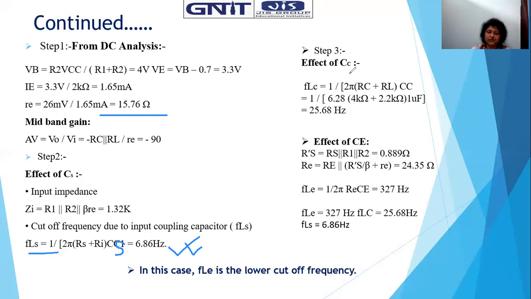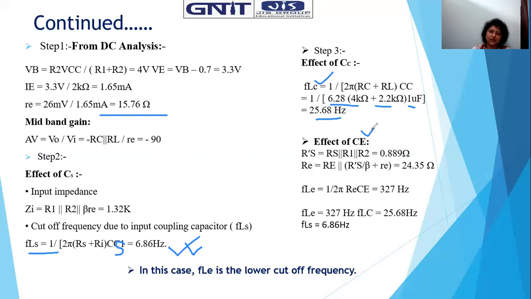Now with respect to CC, what we got? Lower cutoff frequency with respect to CC is 1 by 2 pi (RC plus RL) into CC. So what are the values given? That we know. And what we got? The value ultimately is 25.68 Hz. So the lower cutoff frequency with respect to those values, we are getting 25.68 Hz.